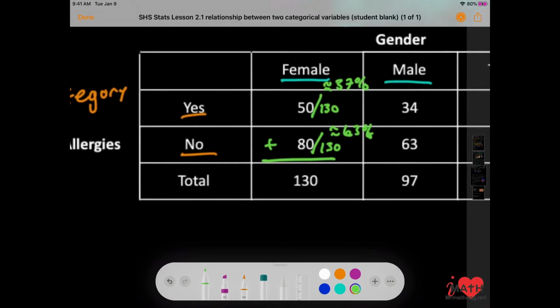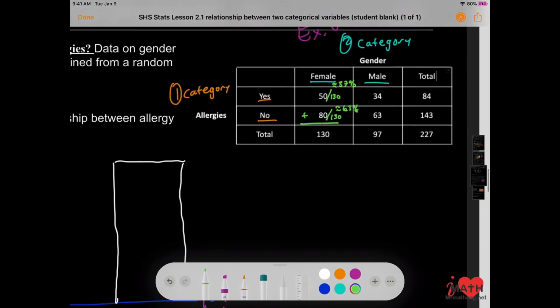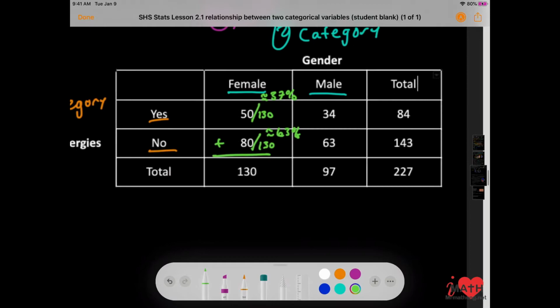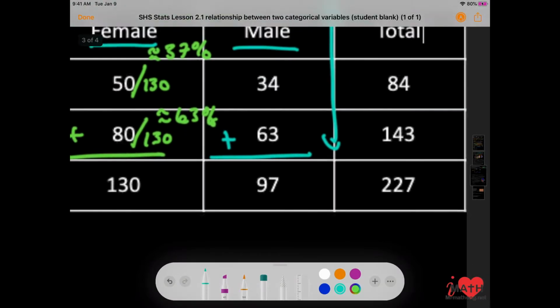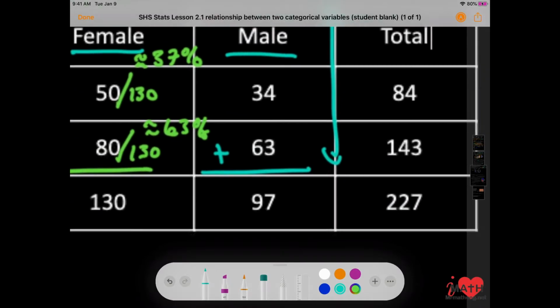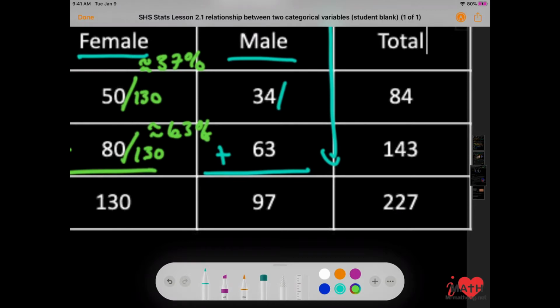Okay? Let's do this now for males. And again, if you notice which direction I'm going here, I am going down. For males, I'm going to do the same thing, right? 34 plus 63 is 97. So 97 is my total, and it tells you there on the far left side. So now I'm going to do 34 divided by 97.